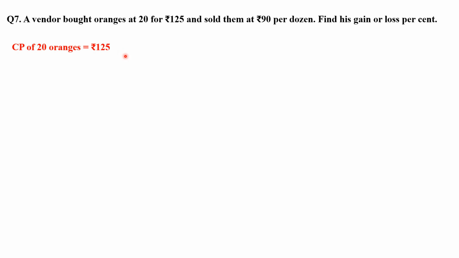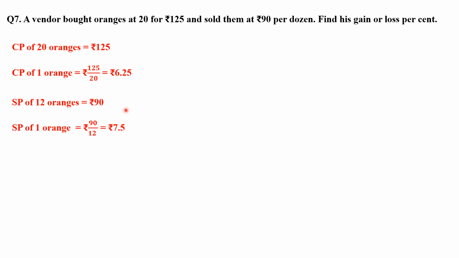So cost price of 20 oranges is 125 rupees. So cost price of one orange will be 125 divided by 20, which will give me 6 rupees 25 paise. Now same way selling price of 12 oranges is 90 rupees. So selling price of one orange will be 90 divided by 12, which is 7.5 rupees. And from here you can see clearly that selling price is more than the cost price. It means there is a gain.